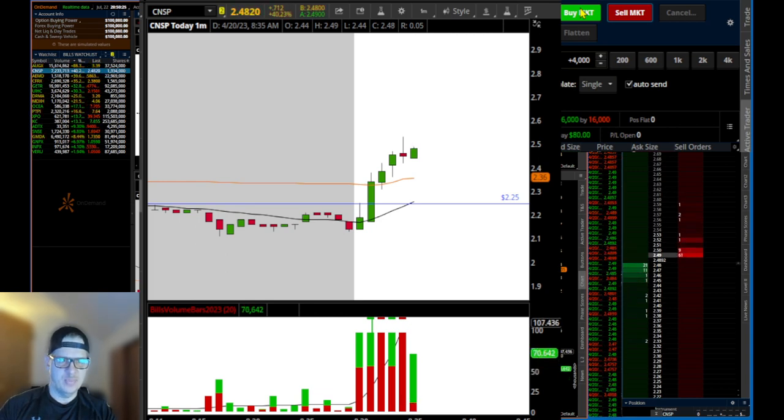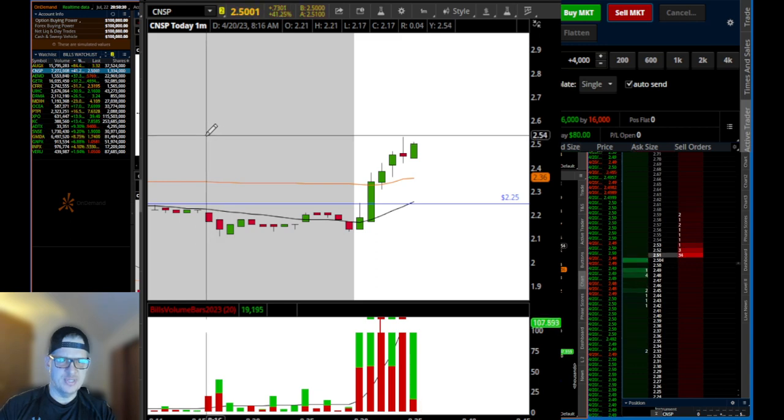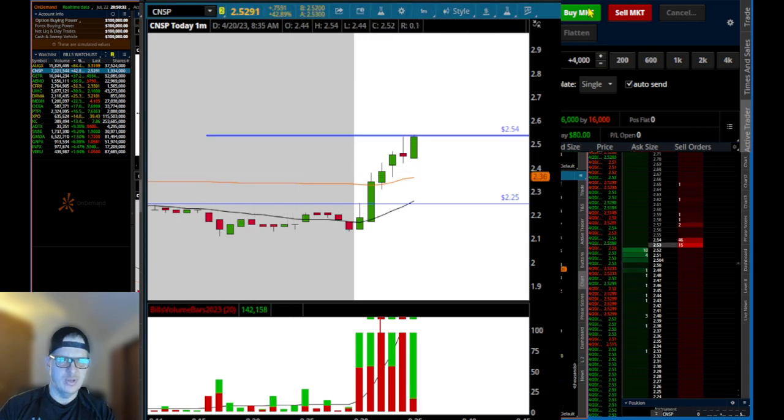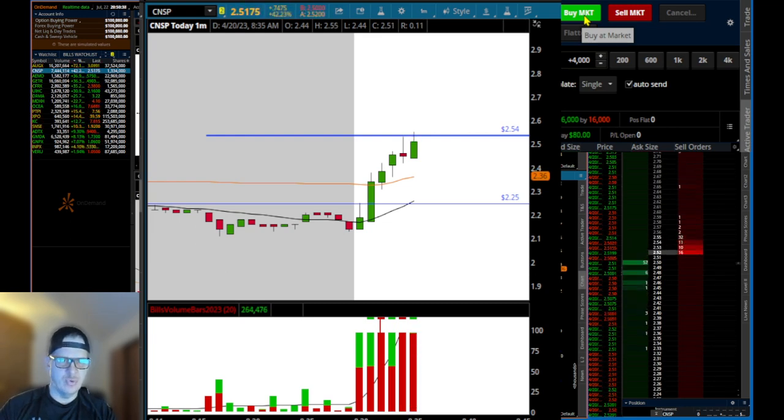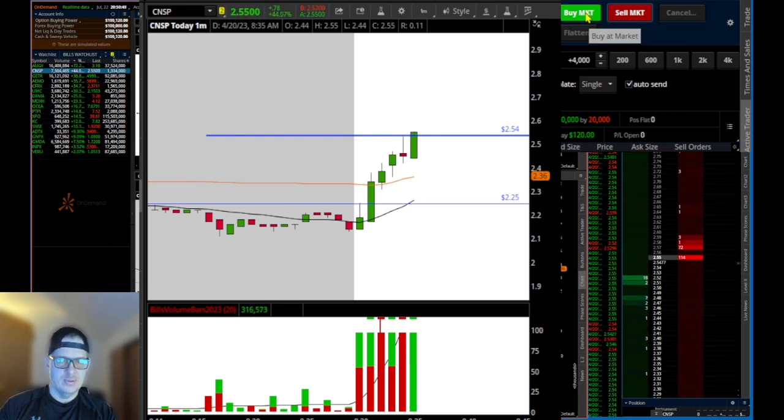Okay, got another move up here. But again, we're coming into a former resistance level here at 254, right? So if it breaks, it breaks. I'm not going to be too concerned about it. What I'm doing is waiting for a little bit of a rejection here. Maybe a retest. Let's see if it breaks through 254. Then we'll wait for another rejection here.